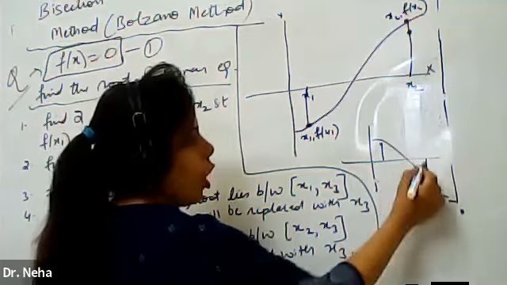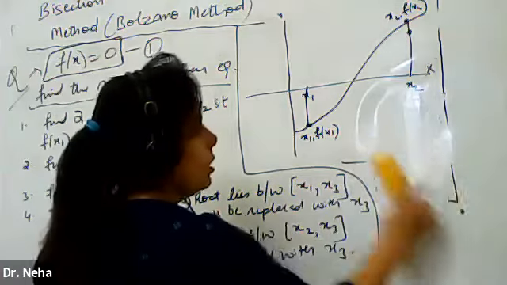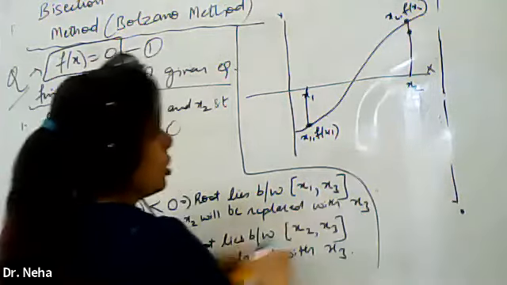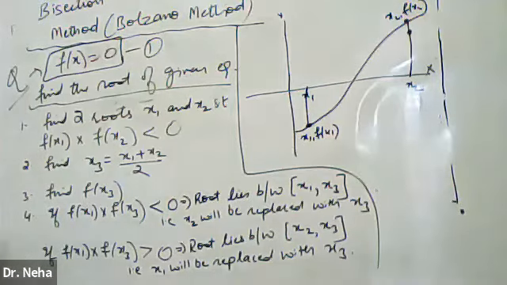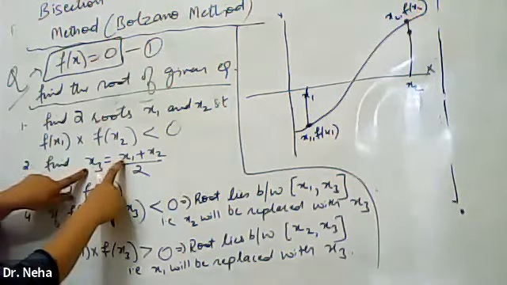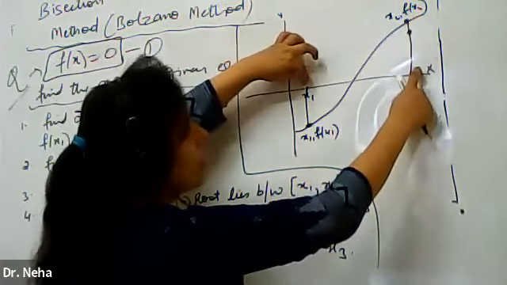It should be of opposite signs. Clear? So this is the first condition. This condition is applicable throughout the sum, throughout the statement, throughout the question, that these two should be of opposite sign. Now what is the next step? Find the midpoint. How to find it? x1 plus x2 divided by 2.